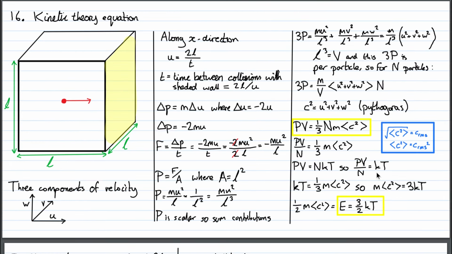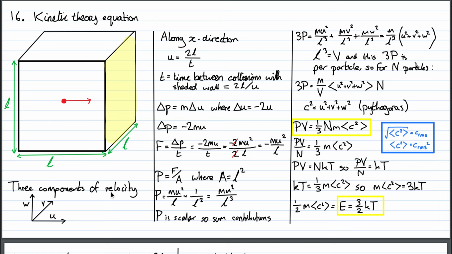Right. Now you see why I left equation 16 till later. It takes up a lot of space. The kinetic theory equation. Let's imagine we have a cube, a box cube with length of each side L. And at the moment I'm going to place a single gas particle in that box.